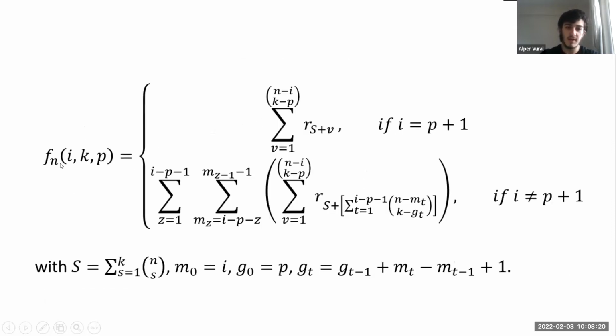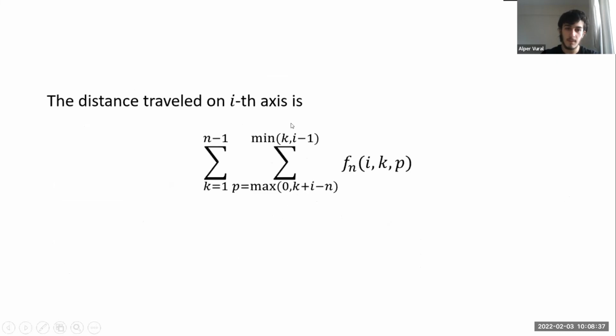Finally, we can write f_n(i, k, p) as follows. If i is equal to p plus 1, then there are no parts missing for the observed axis. Thus, there are no empty or g_t sequences. So we wrote f_n(i, k, p) piecewise like this. Finally, the distance traveled on the ith axis, with k equals 1 to m minus 1, is summed over p's interval like that at f_n(i, k, p).